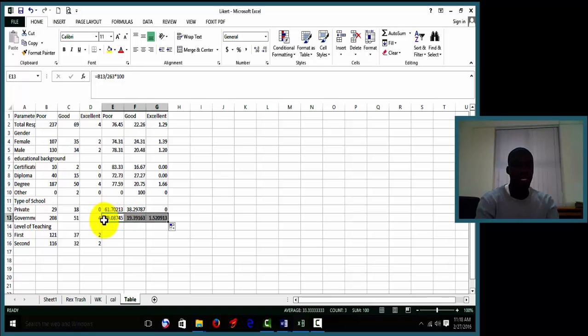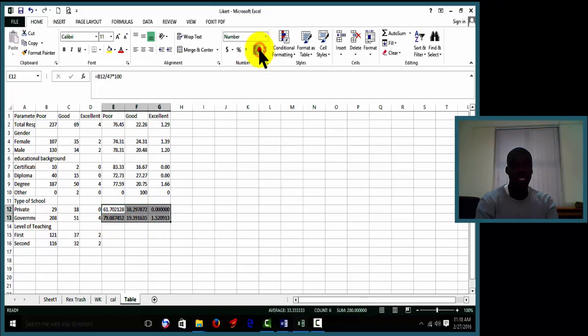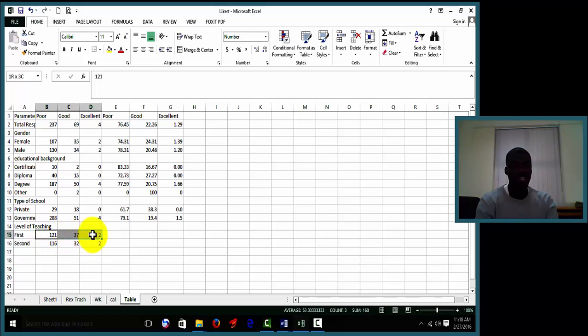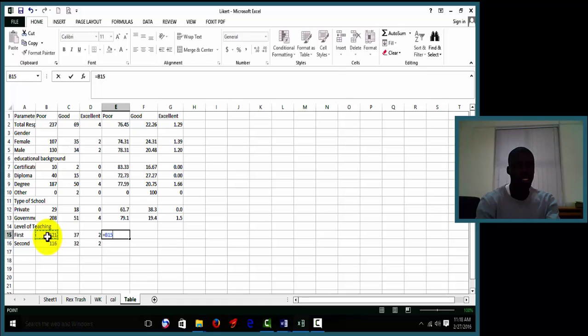Good. So we can do the others. We can put it into two decimal places as we wanted, which is not so important anyway, but we will do that later. This one gave us how many? 160. Right, so that's going to be this over 160 times 100. And then we drag it. Then we'll move on to the next one.